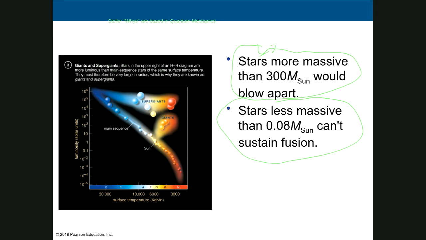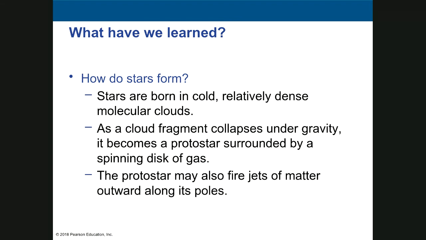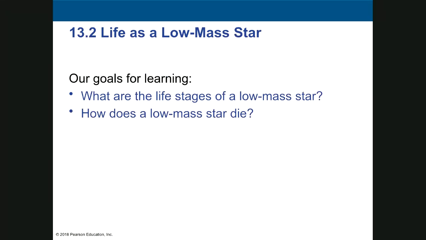So let's move on. All right, and now that we've talked about stars being born and the range of stars that can exist, we want to talk about what life is like as a low mass star. We want to see all the life stages. All right, so we'll want to see how they live, but more importantly, and perhaps more excitingly, how do low mass stars die? All right, so let's take a look.